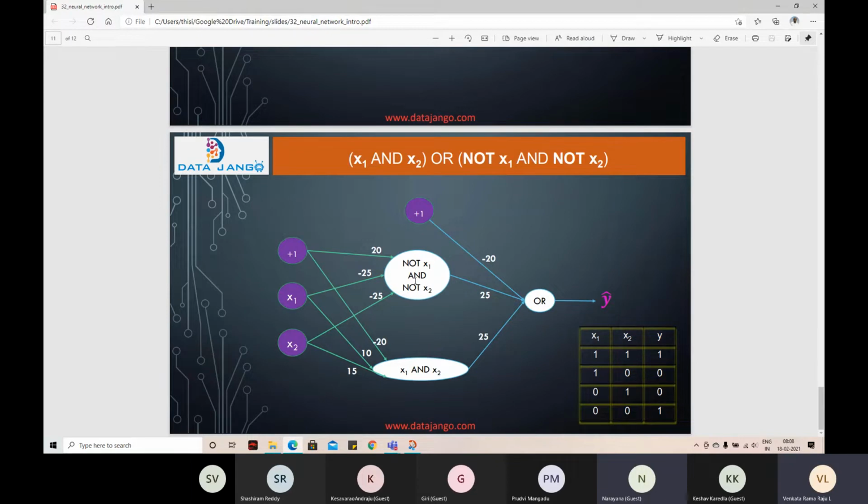Yes, and yes. And yesterday, like Grigor said, the input, whatever y cap is in the hidden layer, it becomes x, right? Coming to the output layer. I didn't get your question, sir.